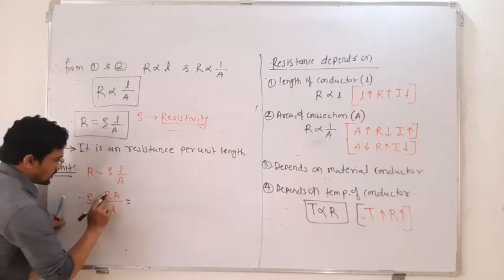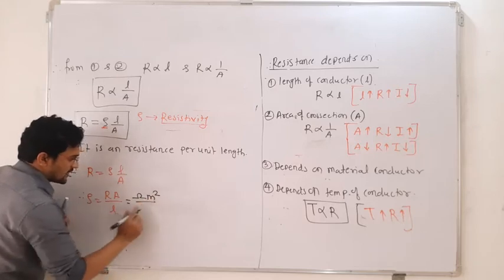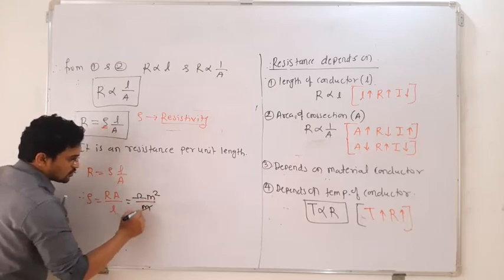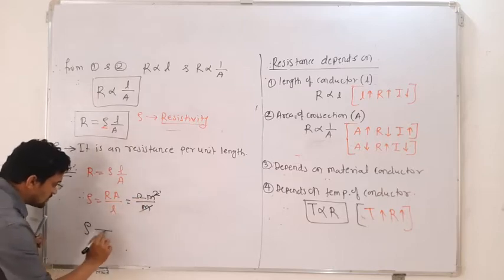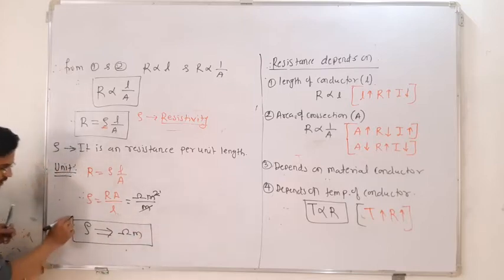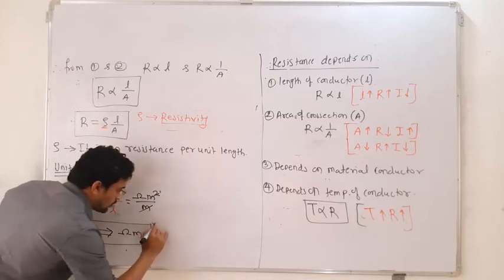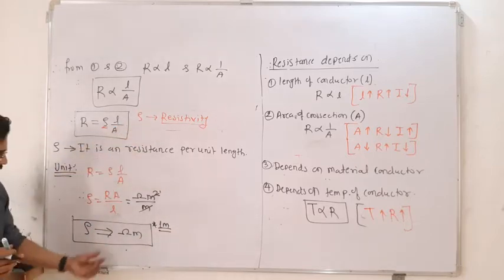What is R? Resistance, ohm. A is area, meter square. What is L? That is length, meter. So one meter will cancel out, and what is left is only ohm meter. So resistivity has the unit ohm meter. Remember, it will be asked for one mark: what is the unit of resistivity? It is ohm meter.